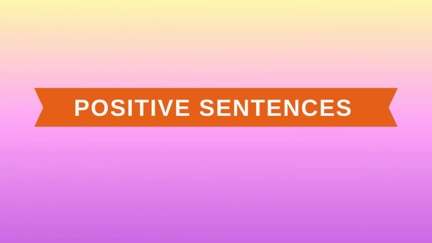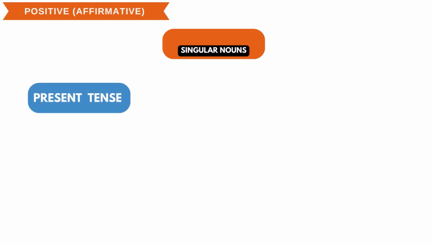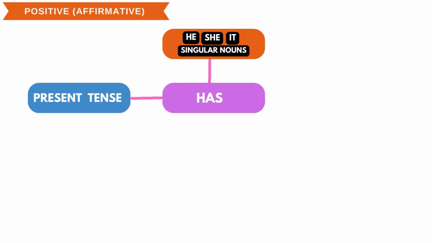Let's discuss positive sentences. If the sentence is in present tense and the subject is a singular noun, he, she, it, we use has to make positive sentences. For example, she has a cat.